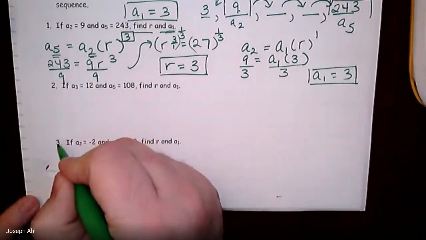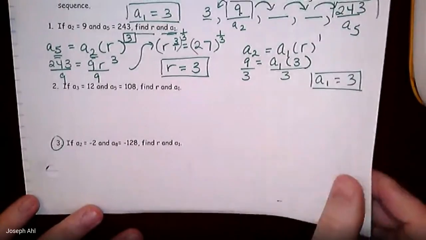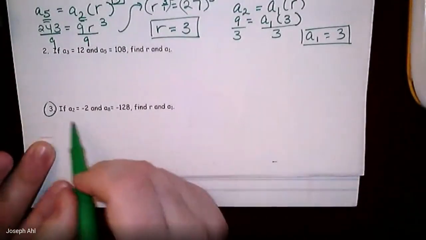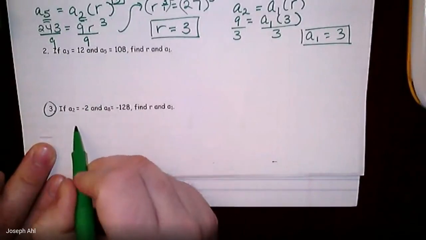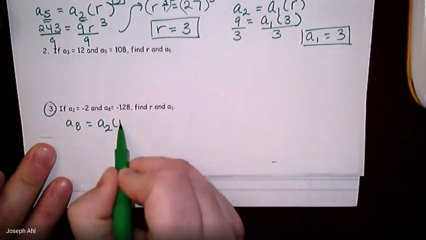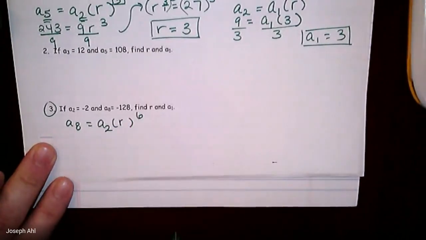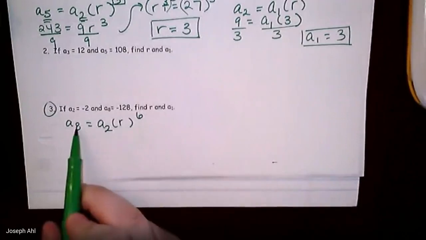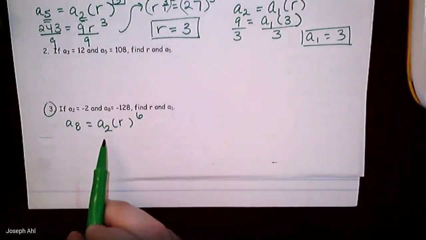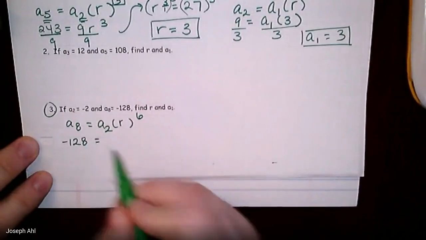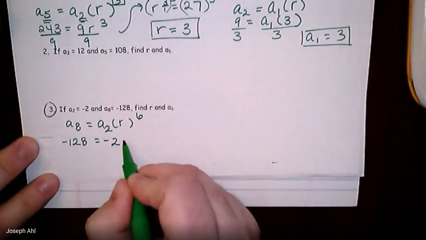All right, and actually, I'll jump down to number 3. I'll do one more of these with you. And then you guys can go back and take a look at number 2 if you need to. So given A2 and A8, A8 would equal A2 times R to the 6th. Right, so that exponent is just the difference in these two terms. A8 is negative 128. A2 is negative 2.